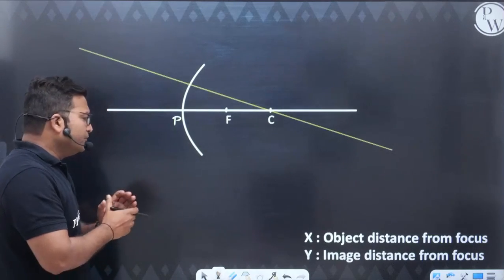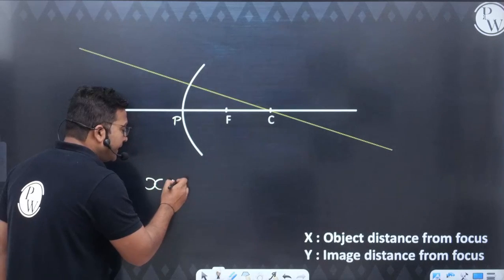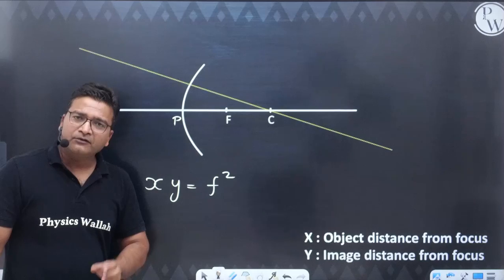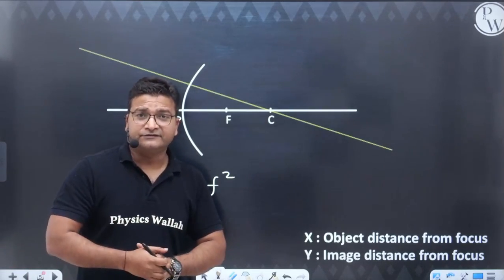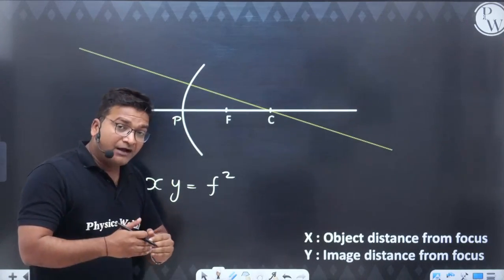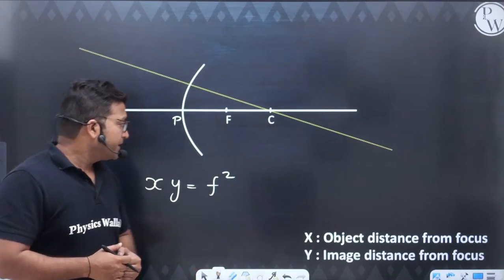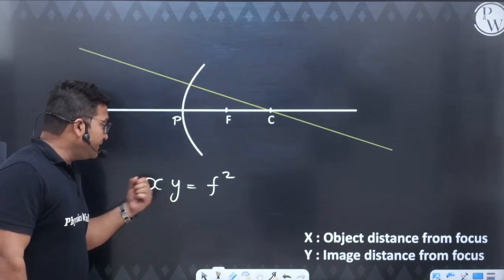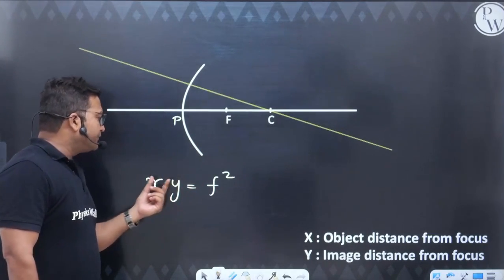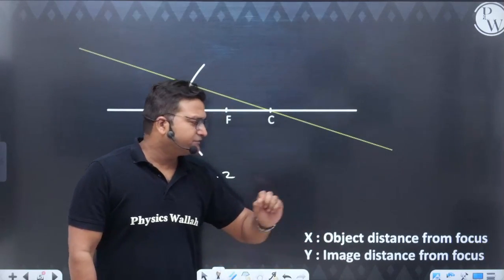Okay. I hope you remember a very important formula that is called Newton's formula, and it says xy equals f square. Okay, and where x and y are basically object and image distances, but not from pole, because if they are measured from pole, you have a different formula which says 1 by v plus 1 by u equals 1 by f. If x and y, the object distance and image distance, are measured from focus, the formula between them becomes xy equals f square, where x is object distance from focus and y is image distance from focus.